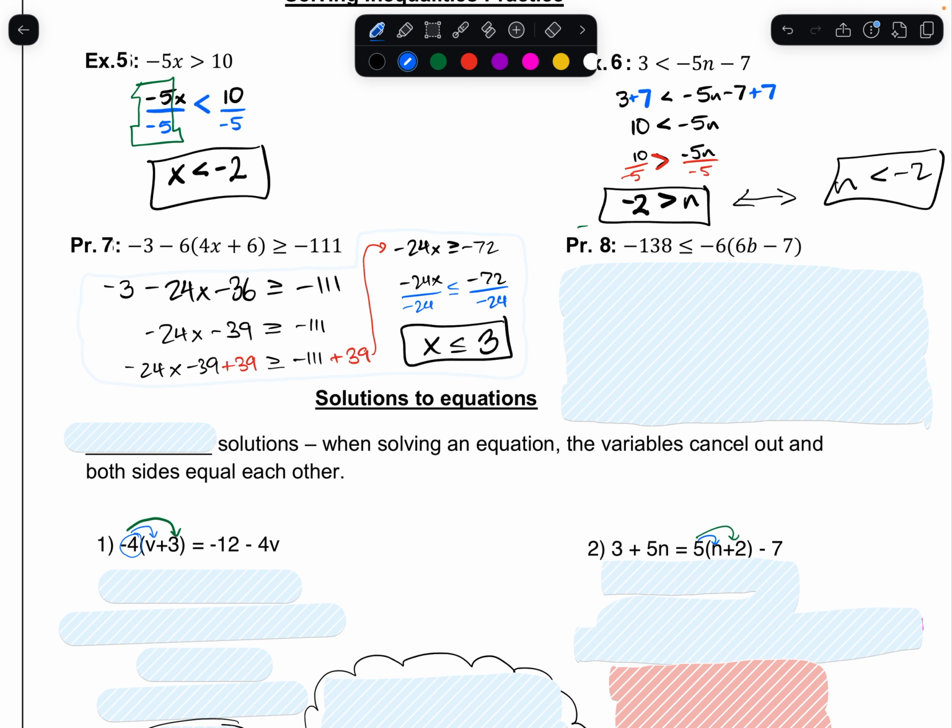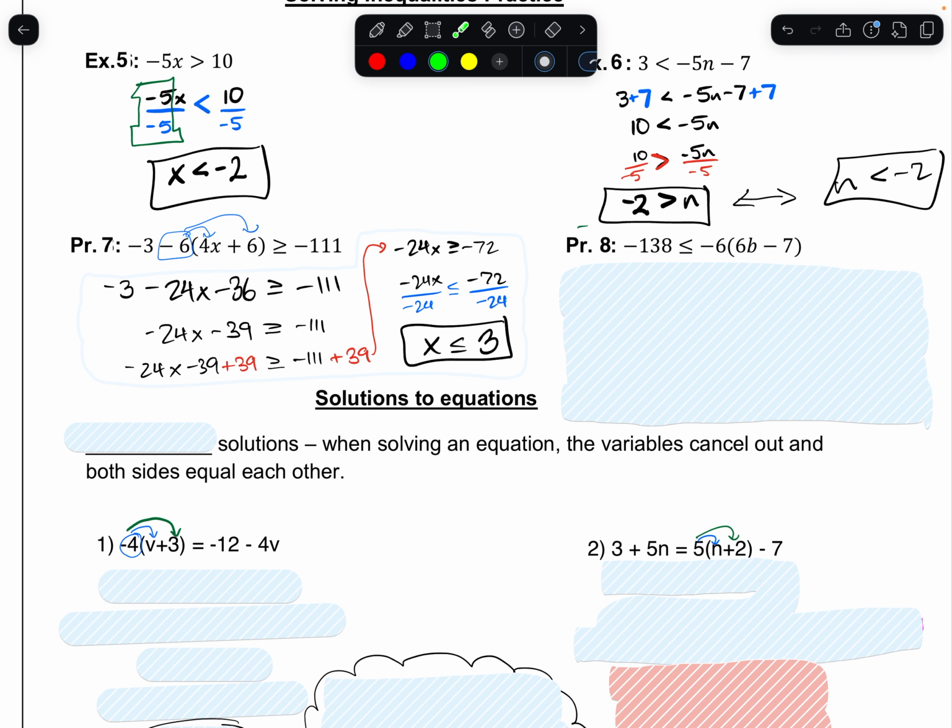Okay, so remember we took this negative 6 and distributed to get these terms. Then we're going to combine our like terms to get the next line. Add 39 to both sides. Now we have the term with x in it by itself. All we have left to do is divide both sides by the coefficient, the negative 24. And since we're dividing by a negative, the greater than or equal to sign switches directions. And so we'll get a final answer of x is less than or equal to 3.